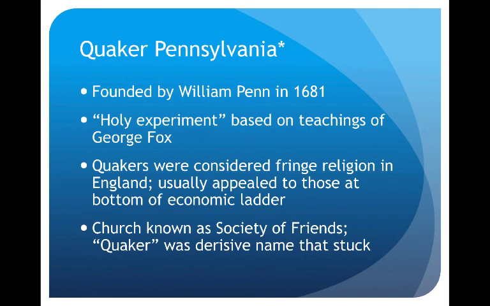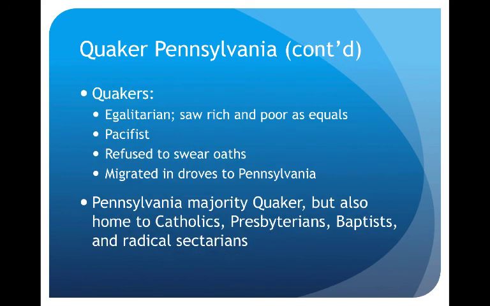Because they believed in total equality, the Quakers were very tolerant of other religions. They welcomed people of other religions to settle in Pennsylvania, which made them, along with Rhode Island, one of the few colonies to allow religious toleration. They were egalitarian. They saw the rich and the poor as equals. They were pacifists. They didn't believe in violence, and they refused to swear oaths. Pennsylvania became a majority Quaker colony, but many Catholics, Presbyterians, Baptists, and radical sectarians moved there as well, because they were tolerated there and allowed to practice their religion.